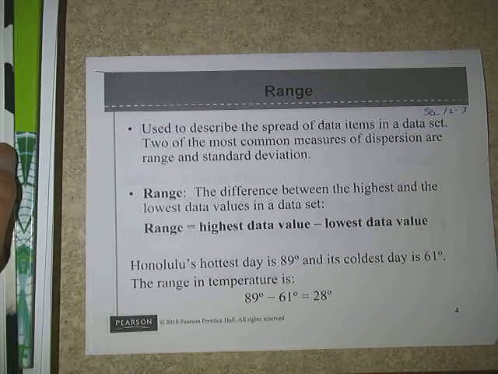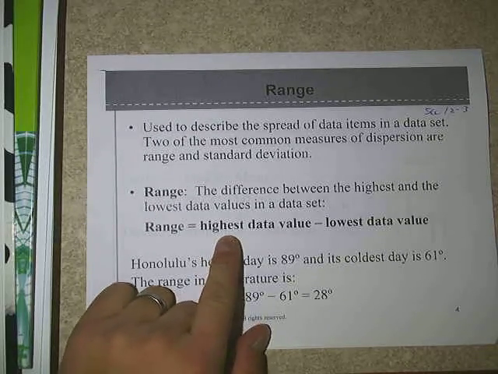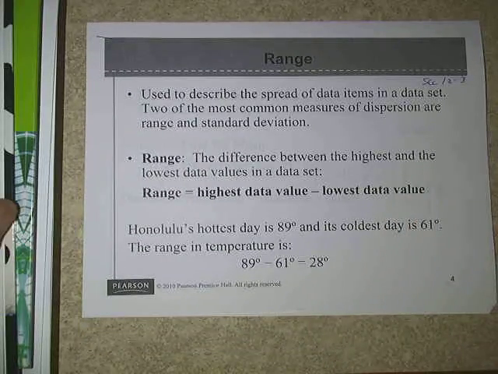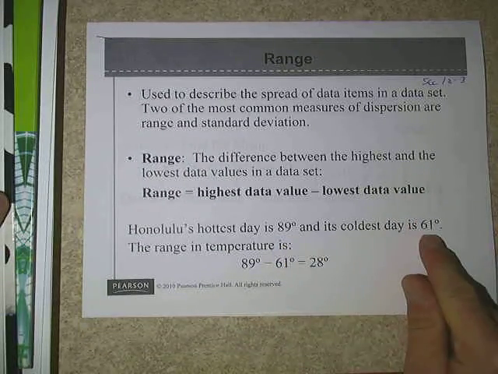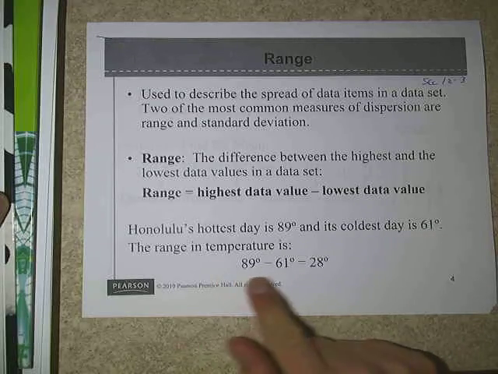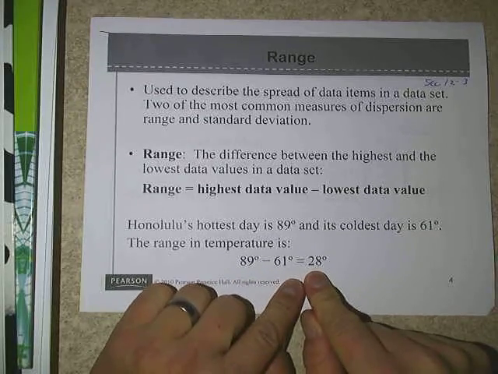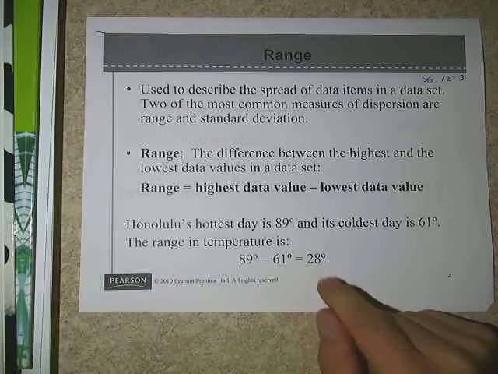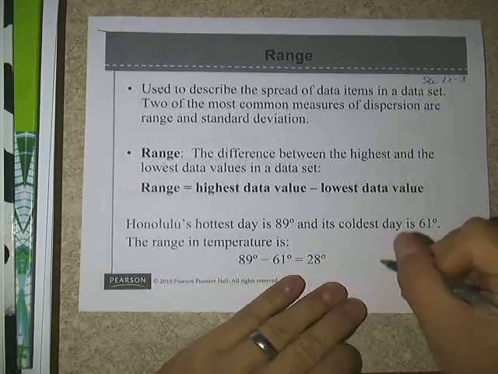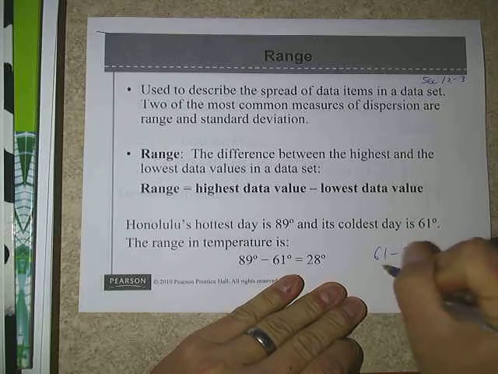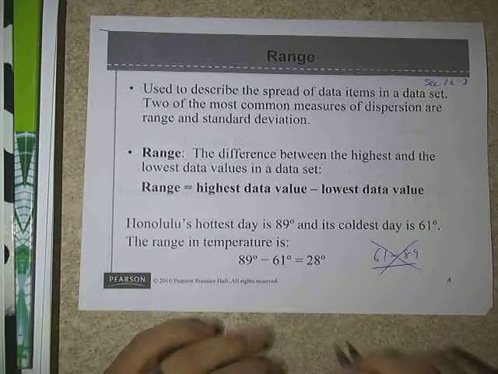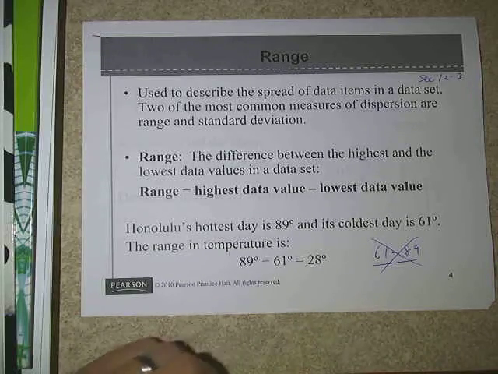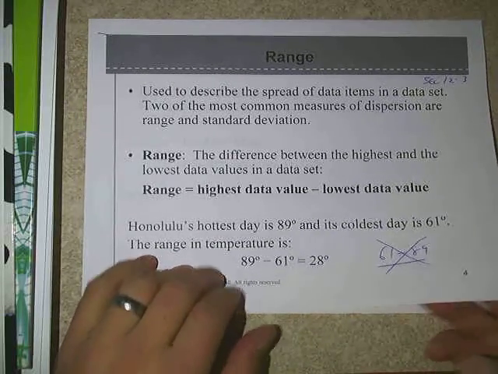And ultimately we're just going to describe the range as the highest data value minus the lowest data value. So for instance, if we had Honolulu's hottest day as 89 degrees, coldest day as 61 degrees, the range in temperature is 28 degrees. Key thing to notice here is that the range is a number. Okay? It's one number. The range is not 61 to 89 or something like that. That is not the range. The range is the difference, okay, between the high and the low, whatever those two numbers may be.